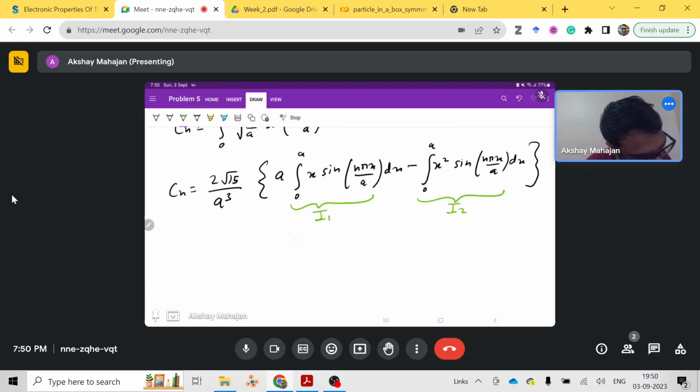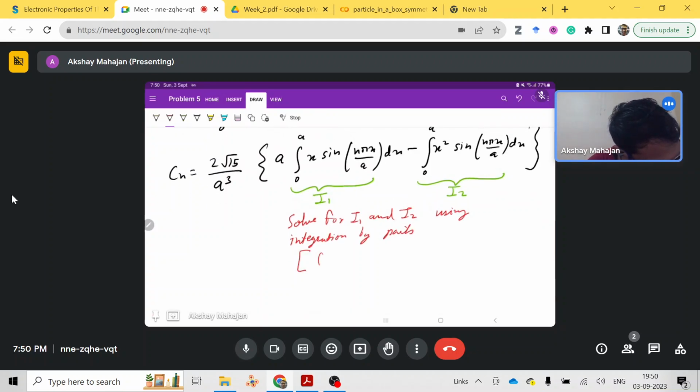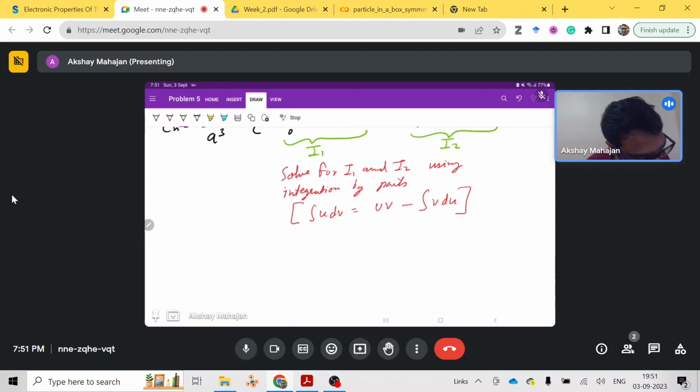So solve for I1 and I2 using integration by parts. Again, a reminder of what integration by parts is: integral of u dv can be written as uv minus the integral of v du. Alright, and if you solve it, then your I1 will come as minus a square upon n pi cos of n pi.